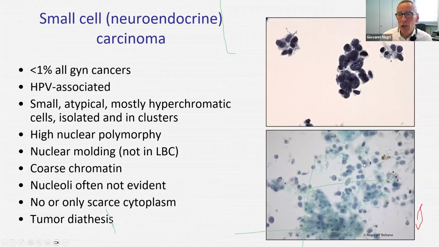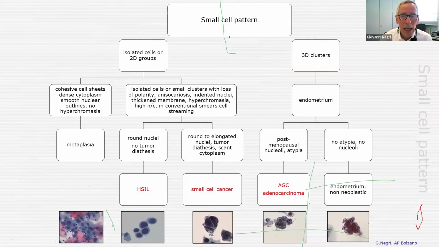So the main differential diagnosis actually in this case is with endometrium. But even if you mistake these cells for endometrial cells, they are so atypical that you are not going to call it negative. So it's already anyway fine. So if you think about that again, that's the small cell pattern. Not always, but in most cases.